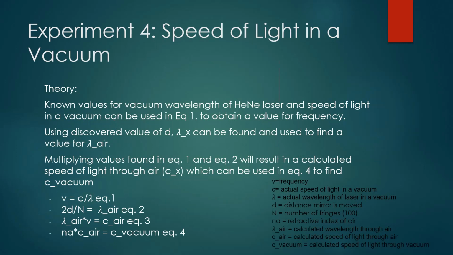The known values of the laser's wavelength and the speed of light in a vacuum were used to calculate a value for frequency. Using the discovered value of d in this experiment, we calculated the wavelength in the medium of air. Multiplying this value with the frequency allowed us to calculate the speed of light in air, which could be corrected with the refractive index of air to obtain the speed of light in a vacuum.